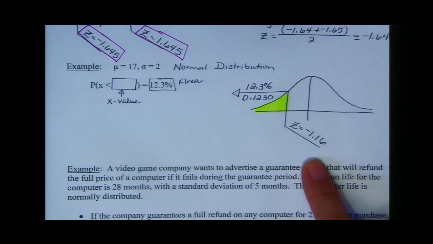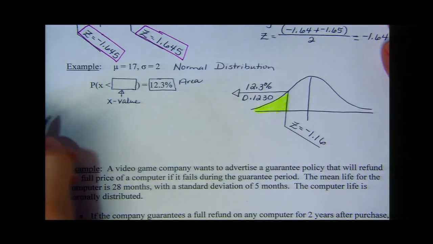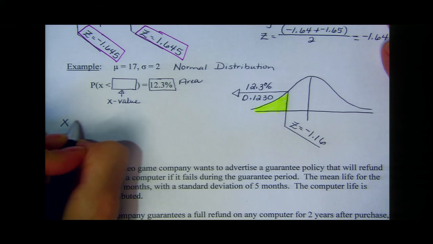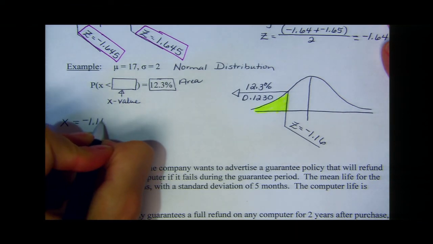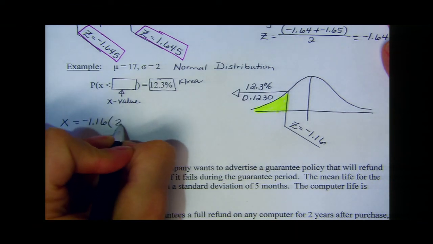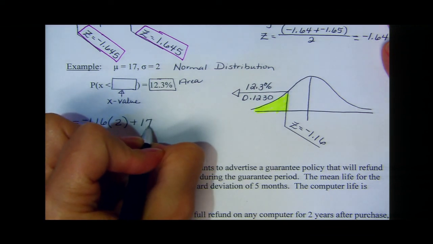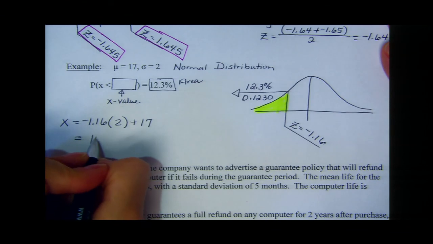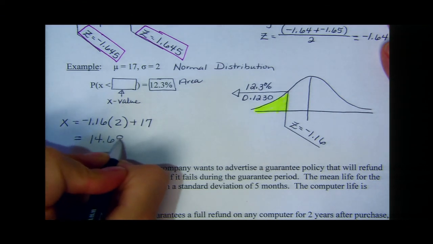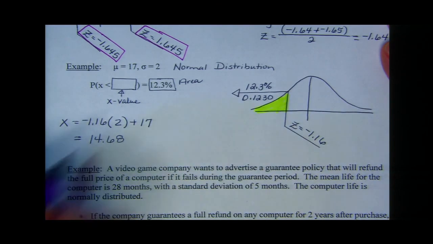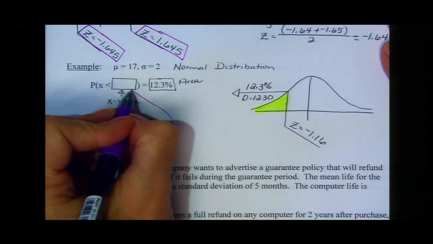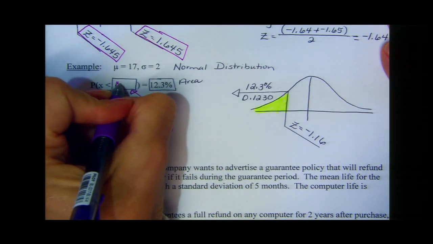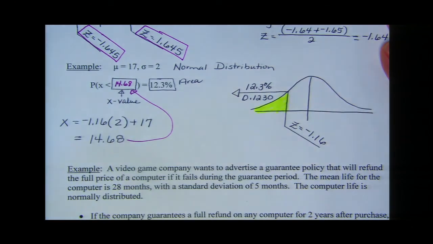So now that I have the z, I need to find the x value. And how do I do that? X equals z times sigma plus mu, and round to 2 decimal places. So my x value, the value that it's looking for, is 14.68.